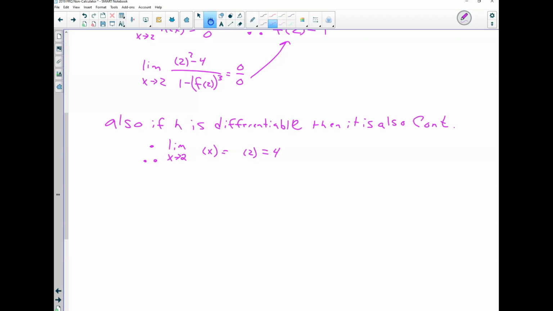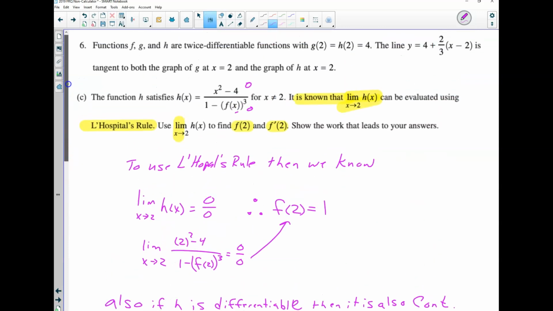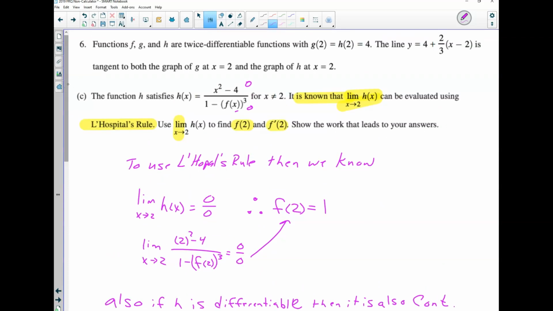If h is differentiable, that means h of 2 is 4. They gave me that up here too. Because it's differentiable, the limit has to exist. And they told me h of 2 is the same as the limit.